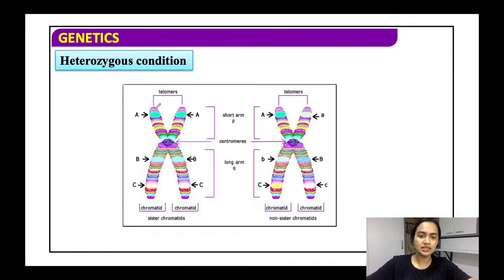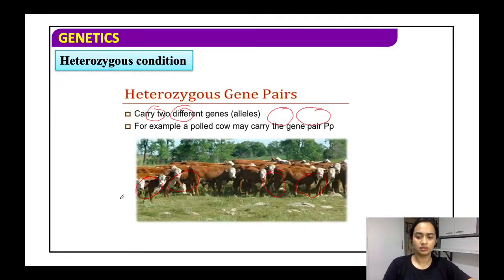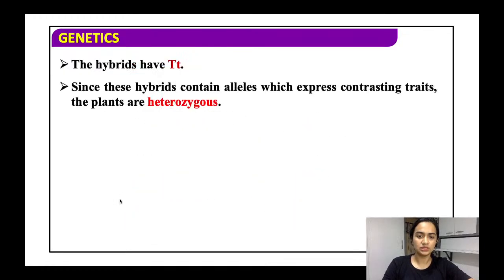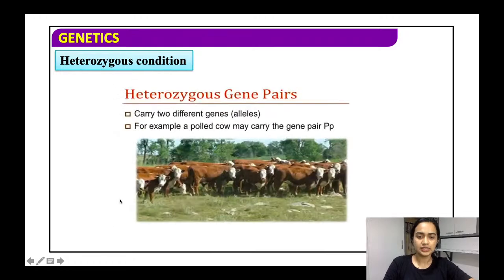See, you can see here, and just have a look here. Again here and here. Fine. So these are again some examples. Just a moment. Yes. So this is again an example of a heterozygous gene pair. So what happens is that these polled cows also carry two different genes.